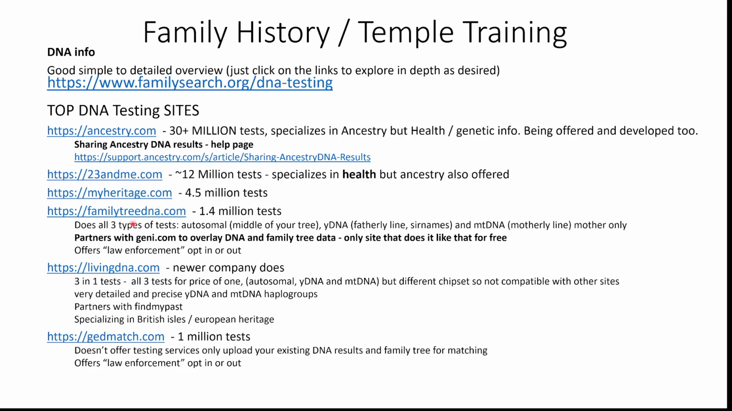Okay, Family Tree DNA, they have 1.4 million tests, familytreedna.com. They're one of the few sites that does all three types of DNA tests. Autosomal, which is kind of like the middle of your tree. The Y-DNA, the paternal fatherly line, your surname. They call it your patrilineal, patria meaning father, and line, your father's father's father. It's only the top edge of your tree if you're looking at a pedigree, laying it on its side in portrait mode.